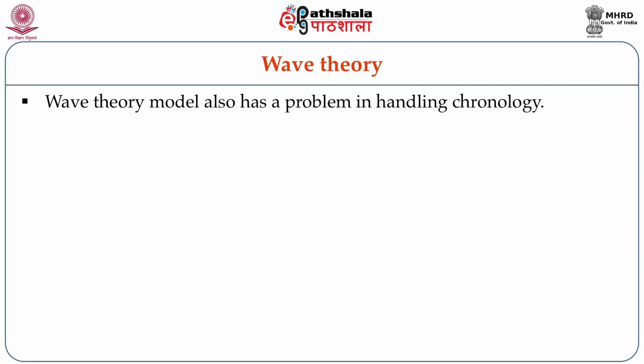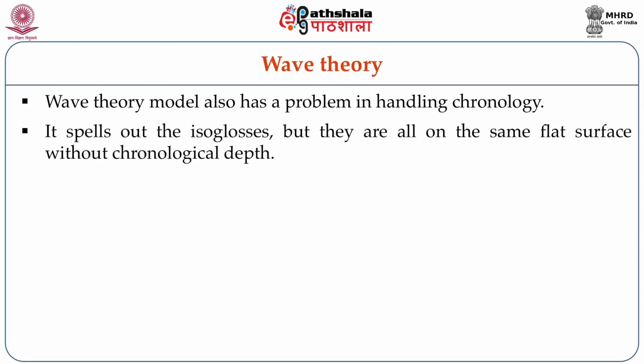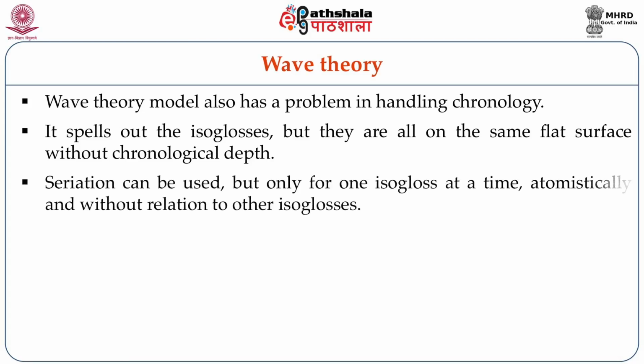The wave theory model also has a problem in handling chronology. It spells out the isoglosses, but they are all on the same flat surface without chronological depth. Seriation can be used, but only for one isogloss at a time, atomistically and without relation to other isoglosses.